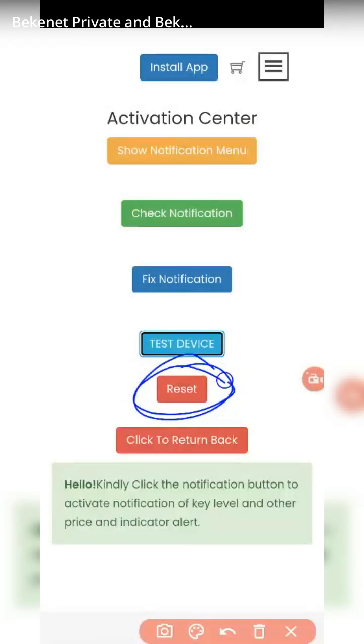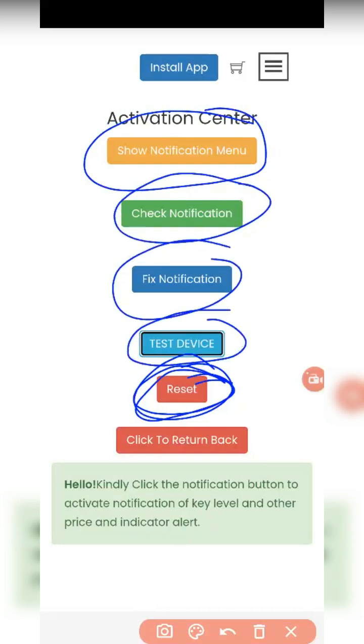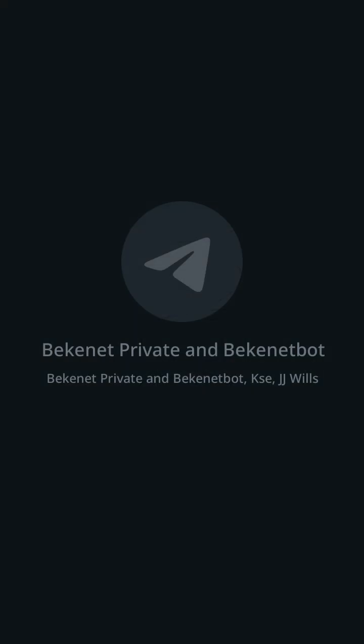You just click this to reset it. You can click it more than 3 or 4 times to make sure that it has been reset. Then you start again with this, click yes to generate a new token. Come here, check, come here, test, then fix. That's all. If you experience the same thing again, you come back to this place and do it.